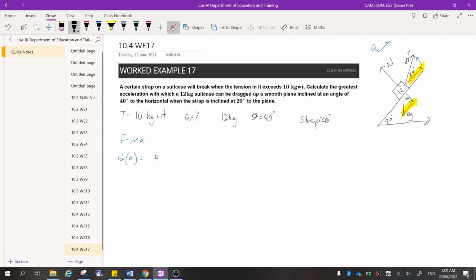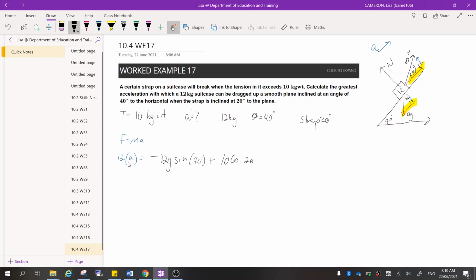So in the negative direction, minus sine. It's traveling in the negative direction. 12g is this line, which means that that's the hypotenuse. It's going to be sine because it's opposite to the 40 degrees. And then in this direction, we're adding it because it's going the same way as the acceleration. We've got 20 degrees, and that's our angle. That's the right angle, meaning that this one is cos, and it's got a force of 10 newtons.